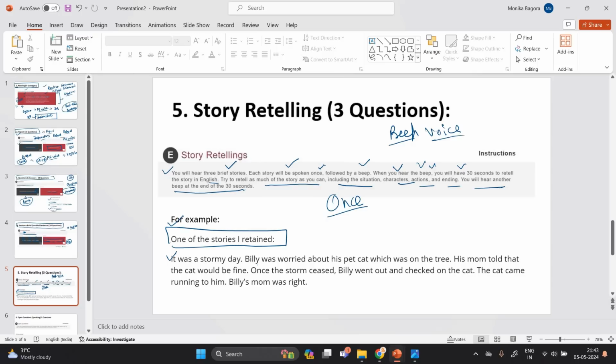It was a stormy day. Billy was worried about his pet cat which was on the tree. His mom told that the cat would be fine. Once the storm ceased, Billy went out and checked on the cat. The cat running to him, Billy, mom's was right.